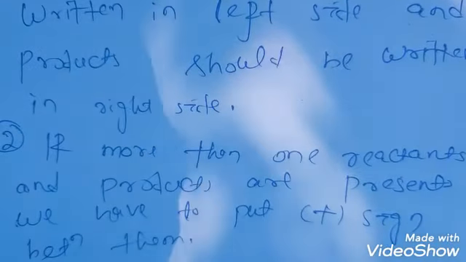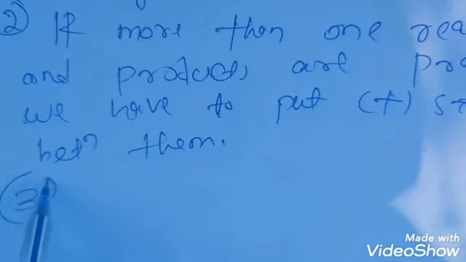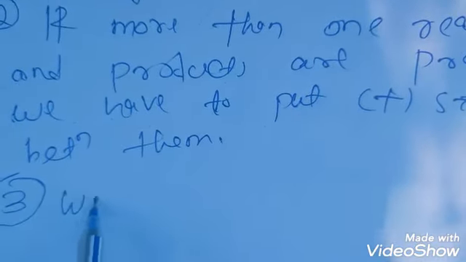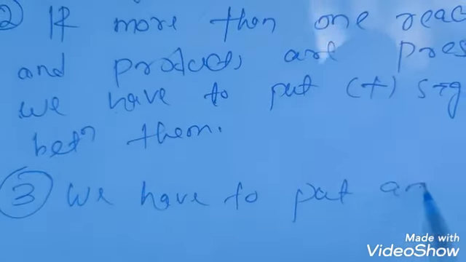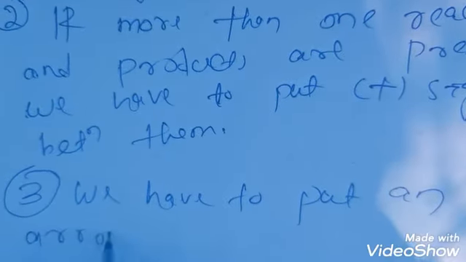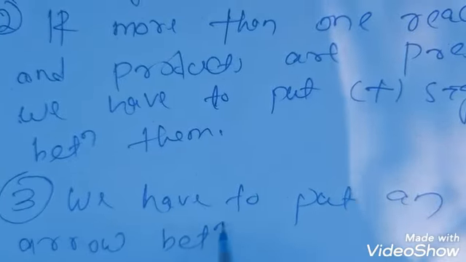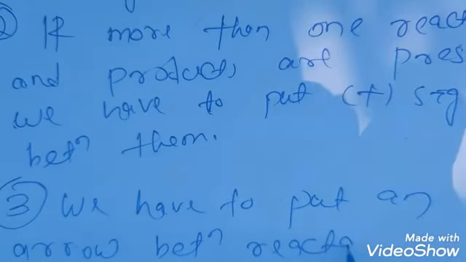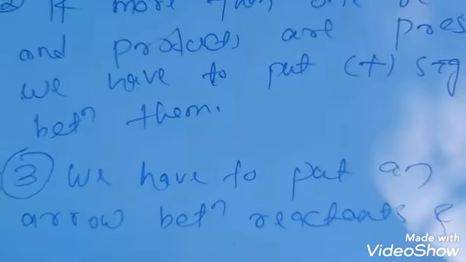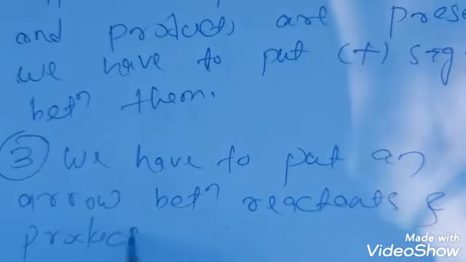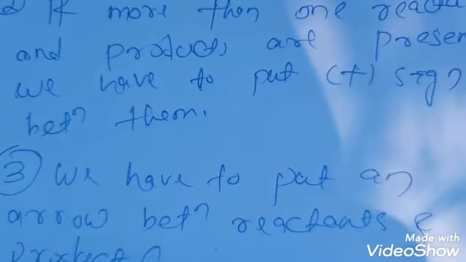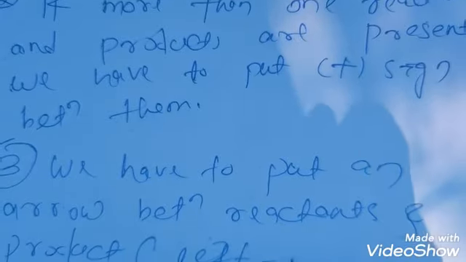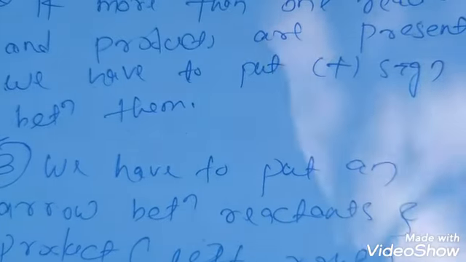The next point is we have to put an arrow mark between reactants and products. And that arrow mark should be directed from left towards right. These are the three basic processes to write a chemical equation.